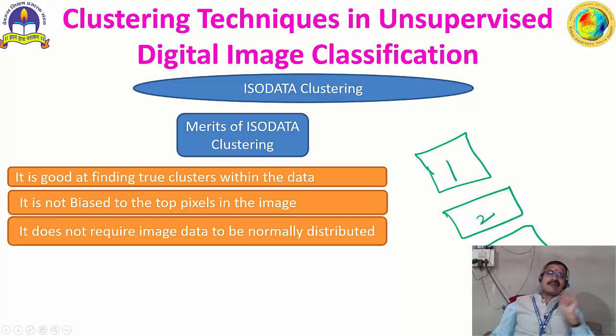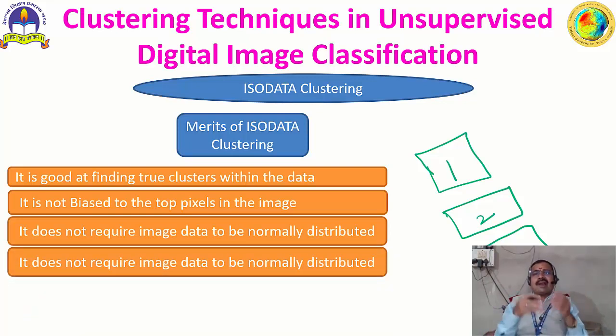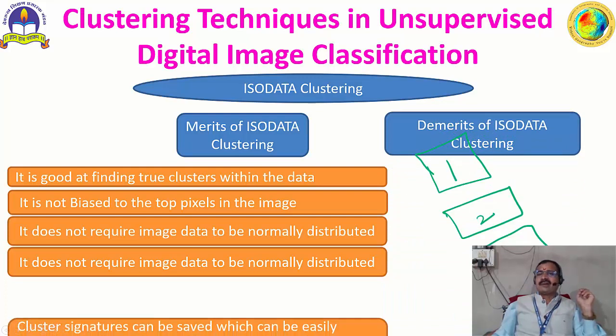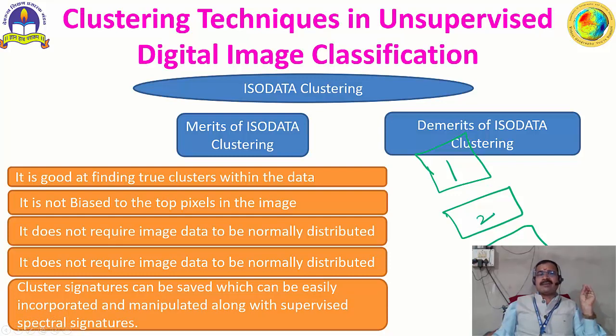Again, it does not require image data to be normally distributed. Even if the image data is abnormal, distributed with very many ups and downs in the reflectance, that type of data can also be classified using this technique. Then cluster signatures can be saved, which can be easily incorporated and manipulated along with supervised spectral signatures. This is the important thing. Why? Because I already talked about hybrid classification.